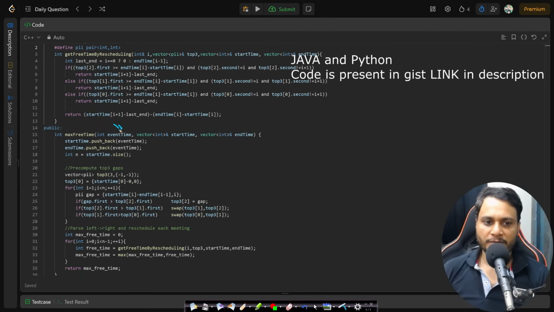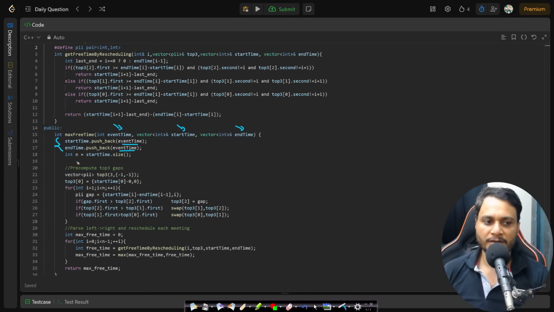In this problem, we are given the event start time and end time. So initially I will be doing the dummy insertion for the event time, that means the last event, and then finding out the number of events or the number of meetings. Then I will be trying to calculate the top 3. This is the simple comparison with the last index and then percolating up as I had shown in the dry run, the same technique. And after that we will try to calculate, after rescheduling each meeting, what is the free time that we get, and we will be trying to maximize the free time and finally return the maximum free time as the result.